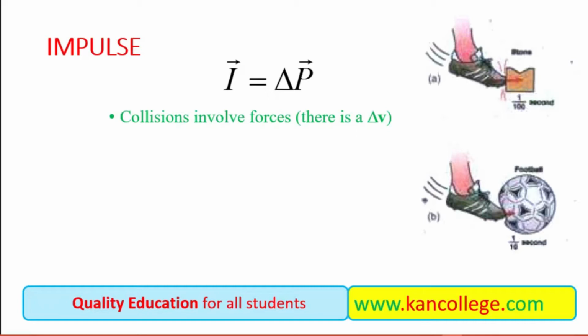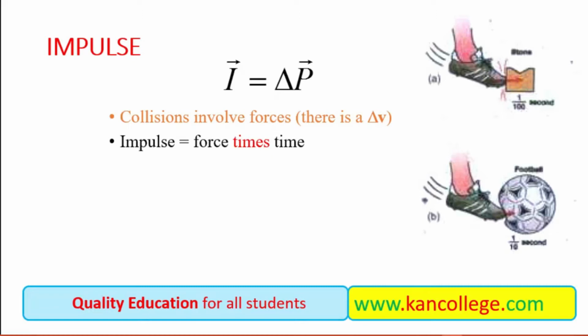When two bodies are involved in a collision, there are always some forces which the bodies act upon each other. And when a force is applied on some body, then according to Newton's second law, an acceleration is produced, which means a change in velocity occurs. And this change in velocity causes a change in momentum, and the change in momentum is known as impulse.